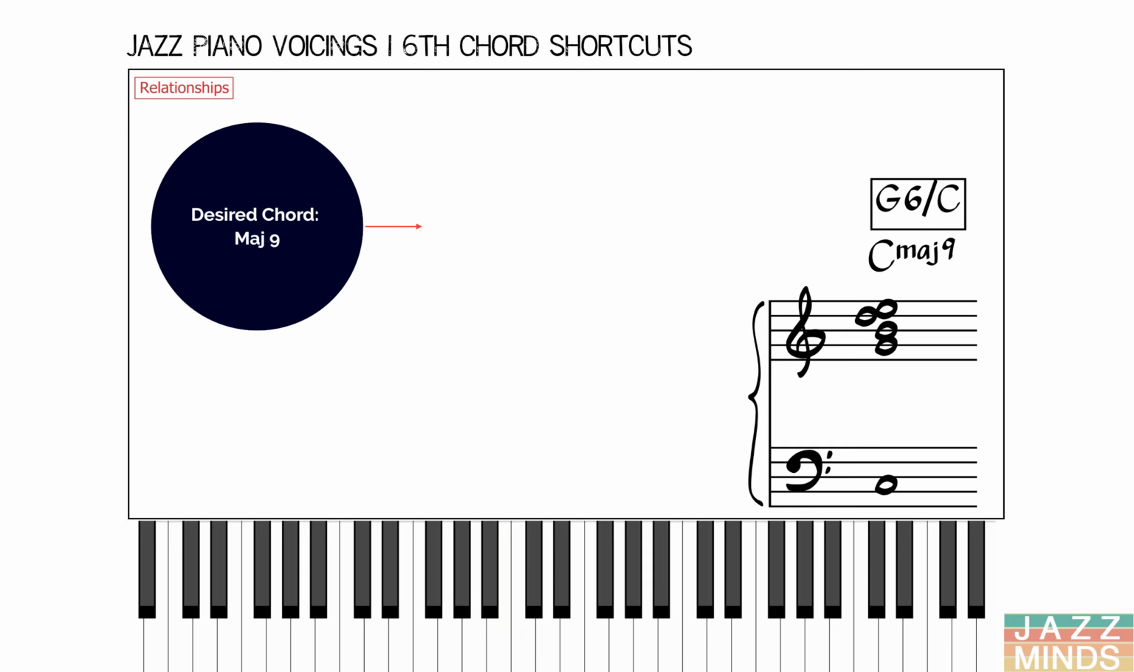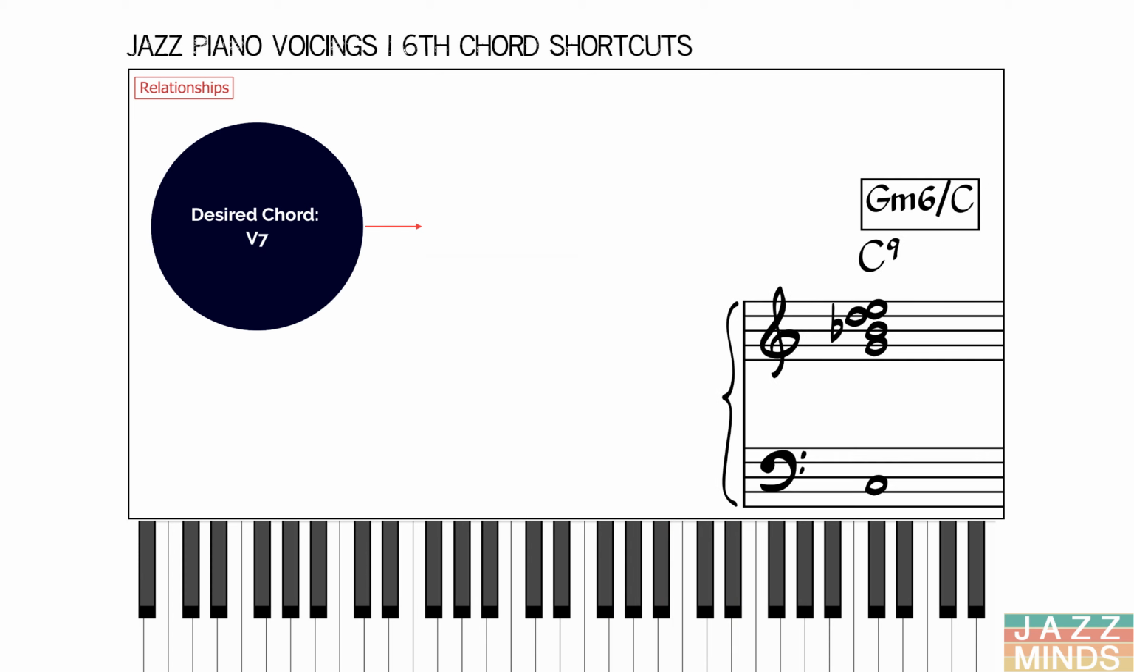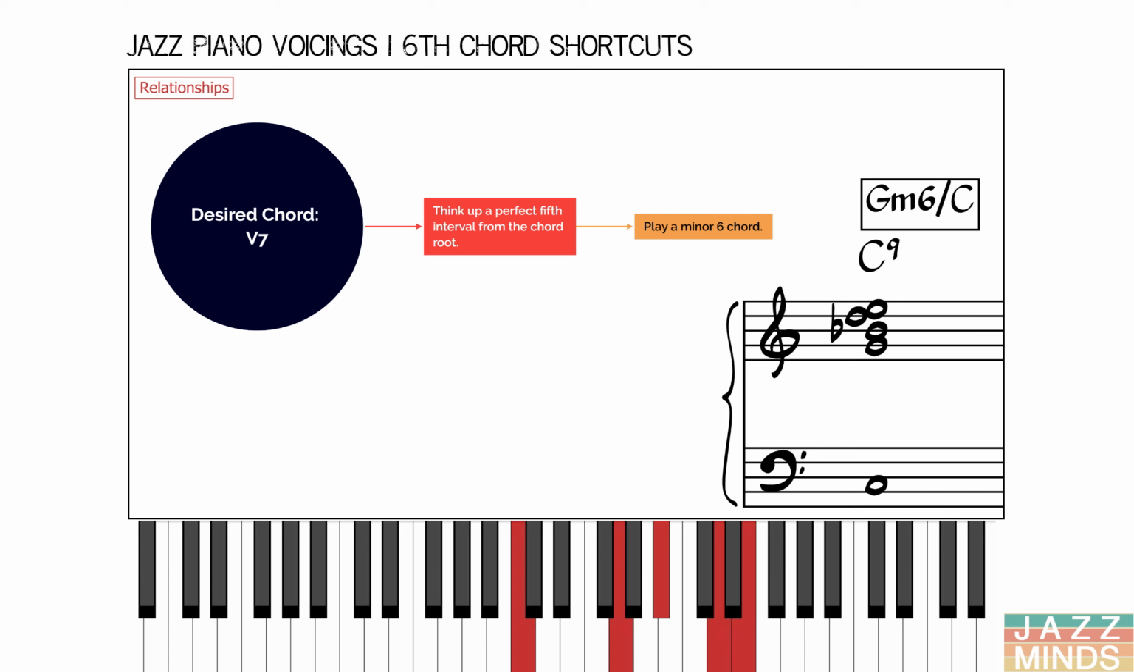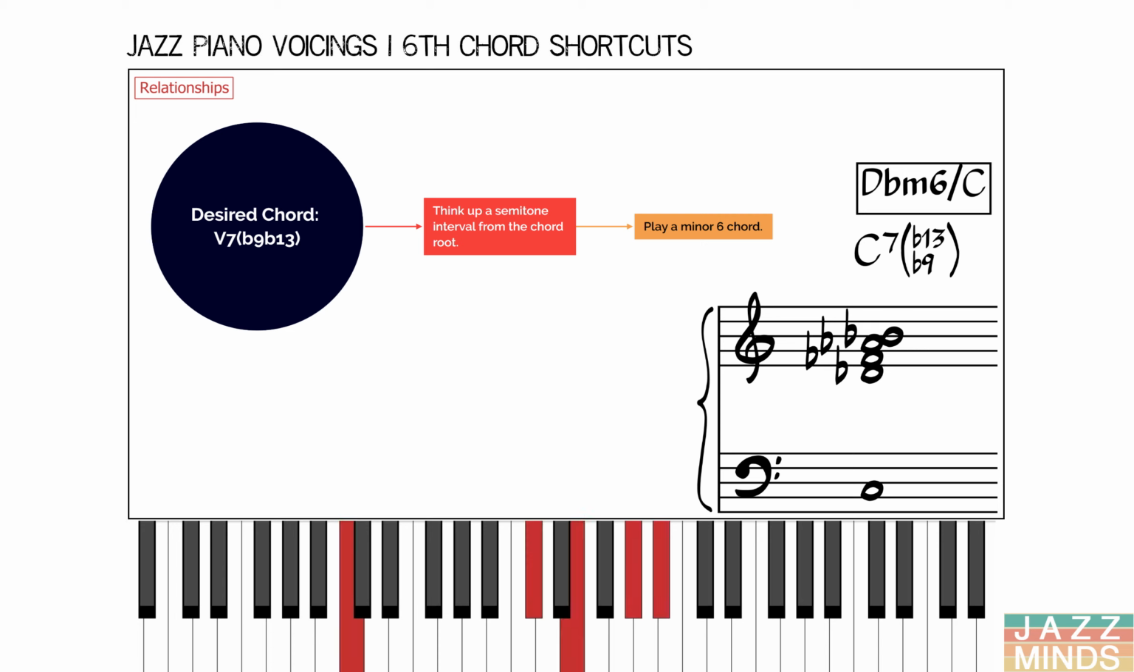For a major 9 voicing, think up a perfect 5th interval from the root and play a major 6 chord shape. For a dominant 7 chord voicing, think up a perfect 5th interval from the root and play a minor 6th chord shape. For a dominant 7 flat 9 flat 13 chord voicing, think up a semitone interval from the root and play a minor 6th chord shape.